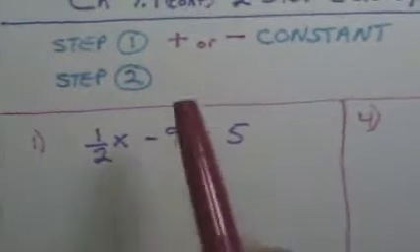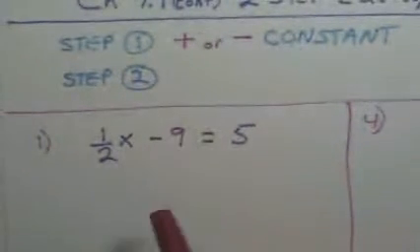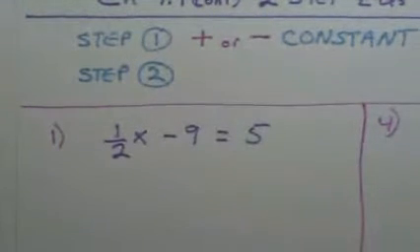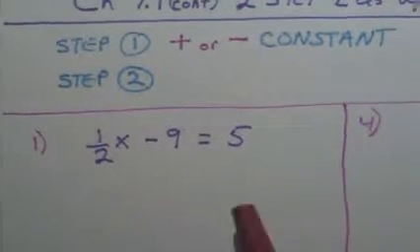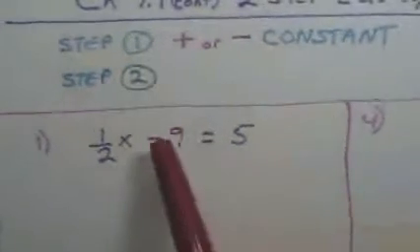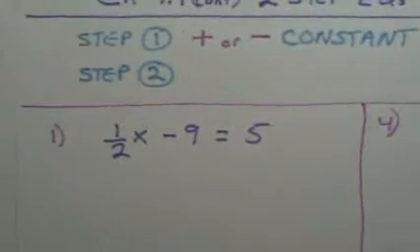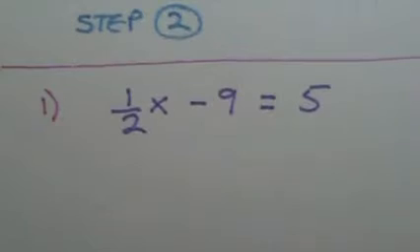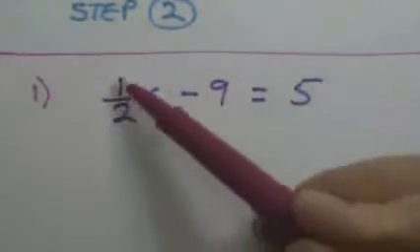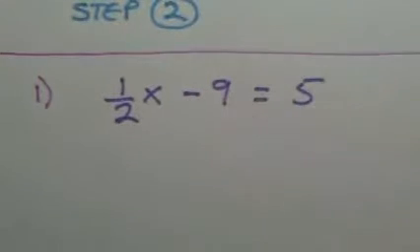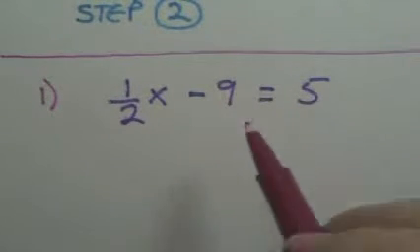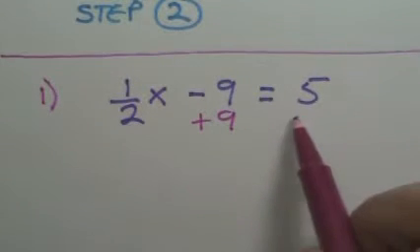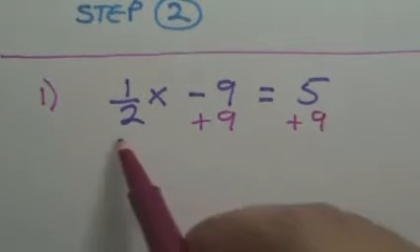Okay, now let's just do the first step for all three of those problems. We want to add or subtract the constant. Is the constant 1/2 or is the constant negative 9? It's negative 9, minus 9. So the opposite of that is plus 9. So we're going to add 9 to both sides.